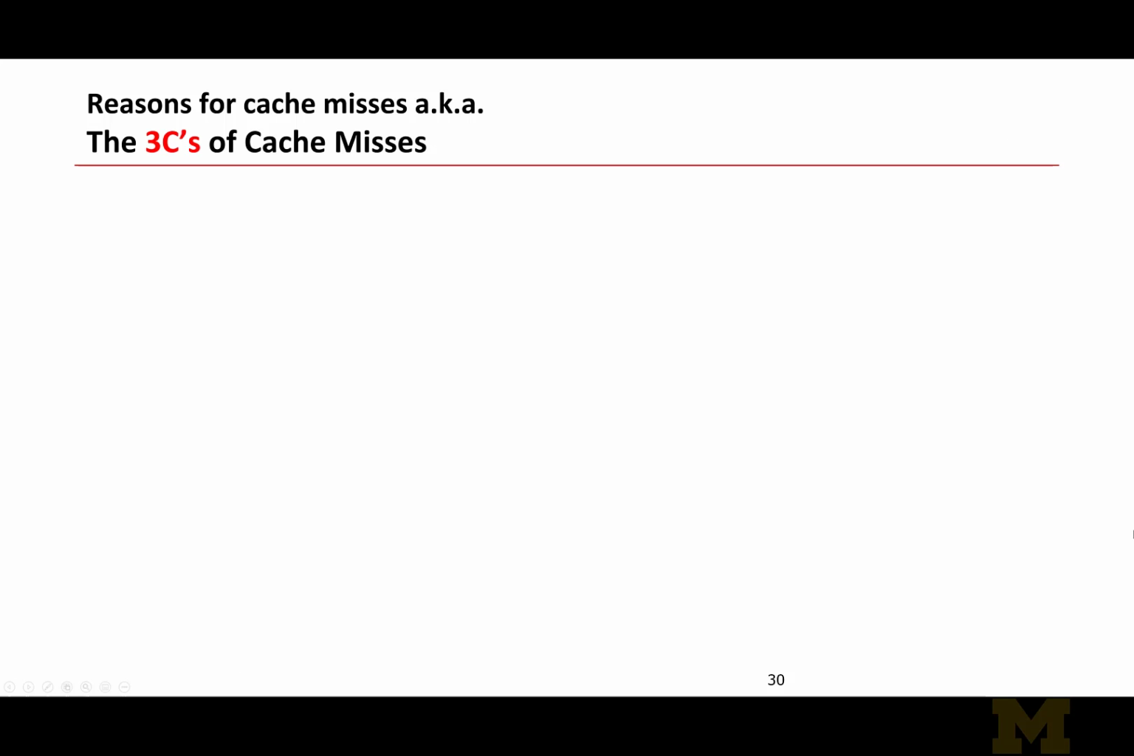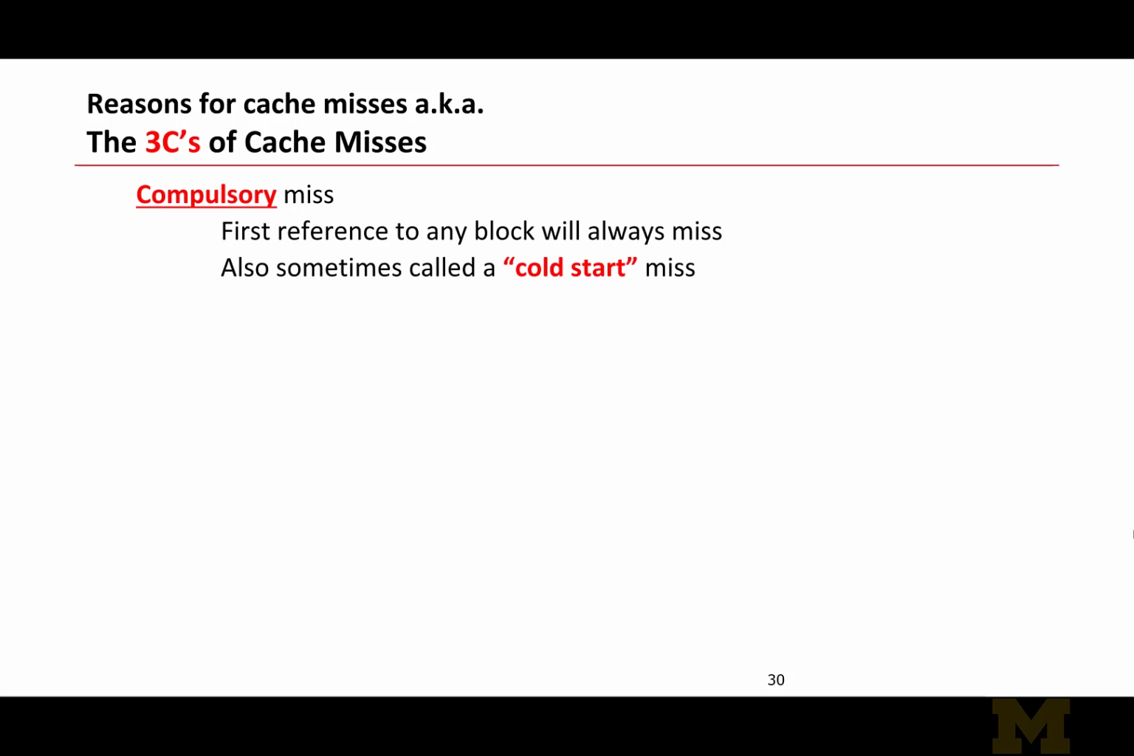So what are the reasons for cache misses? It's worthwhile to understand these reasons, because that can help us redesign the cache and improve performance. So there are 3 types of cache misses. The first one is called the compulsory miss. So imagine you're starting a program. Your processor and its cache are going to be initialized to an empty state. So your cache is empty.